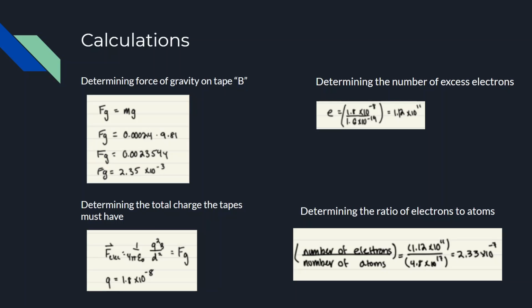Then, we divided that by the charge of a single electron in order to determine the total number of excess electrons in the system. For the ratio of electrons to atoms, we simply put the number of electrons over the number of atoms that we found earlier and got 2.33 times 10 to the negative 7.